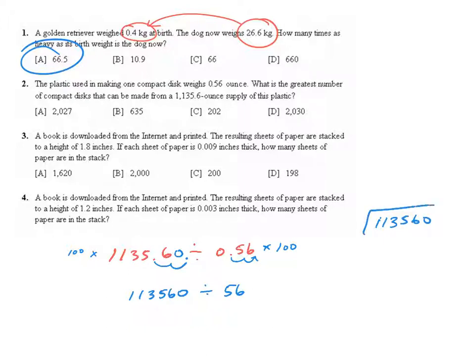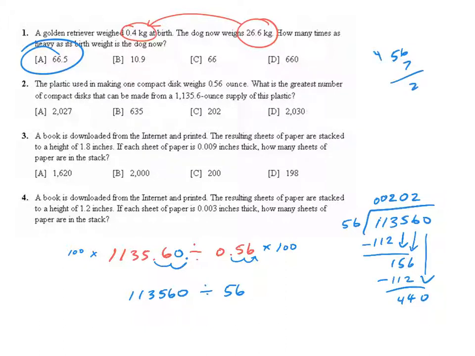I can go ahead and set up my regular long division problem and divide. 56 will go into 113 twice, but it doesn't go into 15 at all. It goes into 156, so it looks like again twice. And then into 440. Oh, maybe 7 times. Let's try that. Let's try 8 times as well and see what that will be. That's 448, which is going to be too much. So it's going to be 7 times.